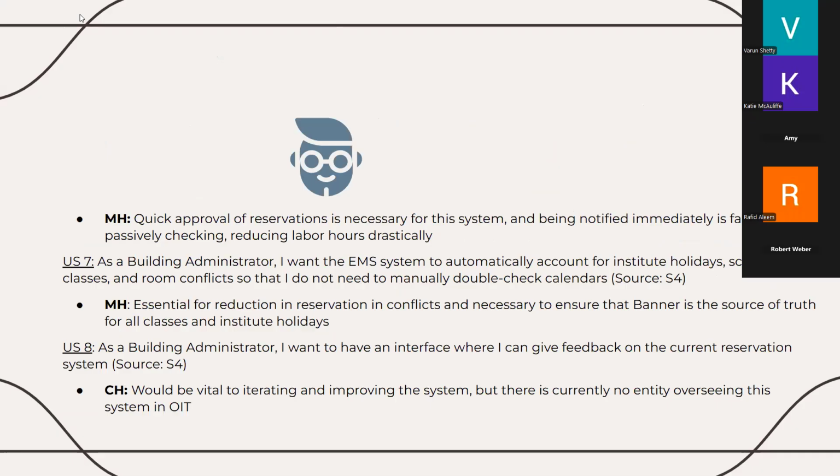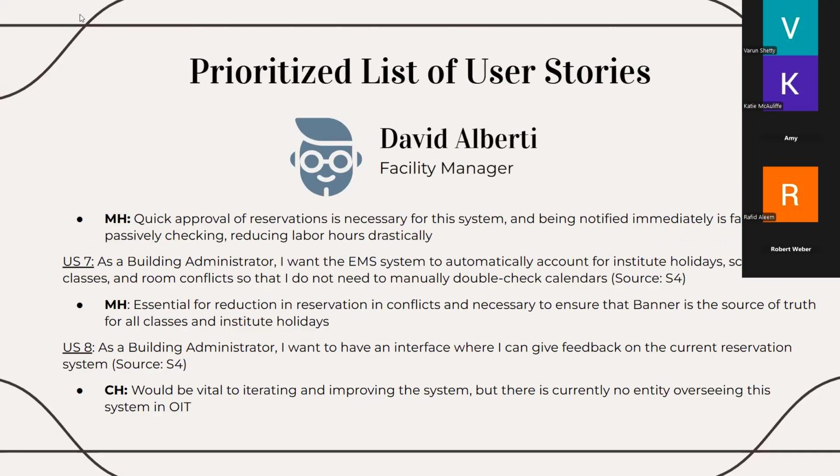And on the faculty side, the must-haves were a notification system for when room requests were submitted, and that reduces a lot of the labor instead of the facility manager having to passively check when tickets are submitted, and an integration of the calendar from Banner, like institute holidays and classes. So the facility manager does not have to double check across many different systems. And the other one we had is a could have, which is just a portal for user feedback on the system and the rooms being reserved themselves.